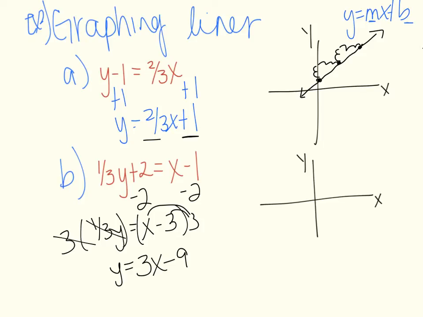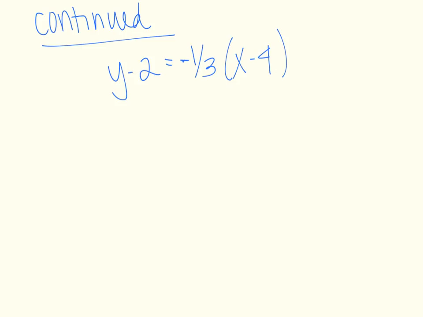So when I graph this, I'm going to go all the way down to negative 9, and then I'm going to go up 3 over 1. There's my point. Up 3 over 1 again. There's my point. And then I can graph that, and there's my equation of the line.